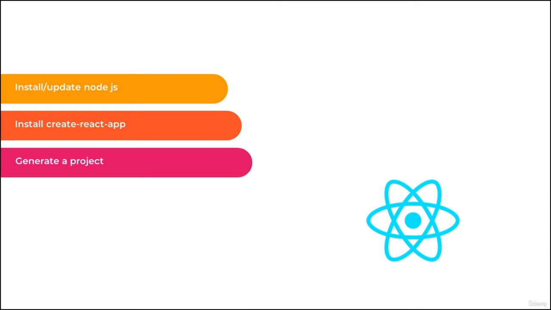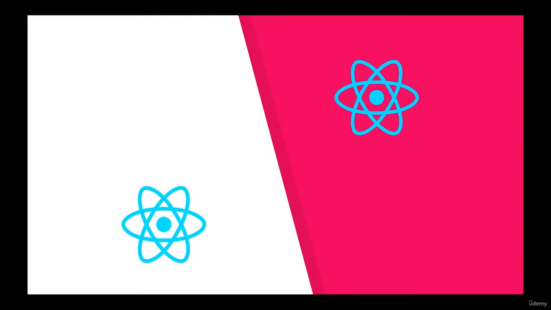So pay attention. The first thing that we have to do is make sure that you have Node.js installed on your local machine. After you check that, we're going to install a tool called Create React App, which we're going to use to generate a new React project. And then after that, we can start to play around with JSX a little bit.